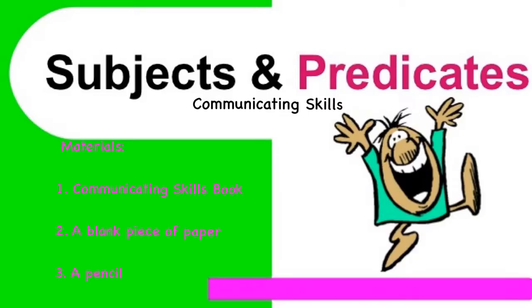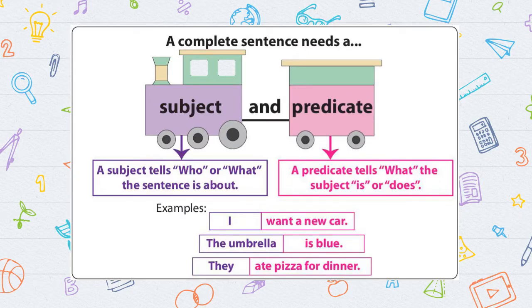Hello there, Grade 4. Today's communicating skills lesson will be focused on subjects and predicates. Let's get started. In order to make a complete sentence, you must take a subject and a predicate and join them together. The subject of a sentence tells who or what the sentence is about. The predicate tells what the subject is or does.